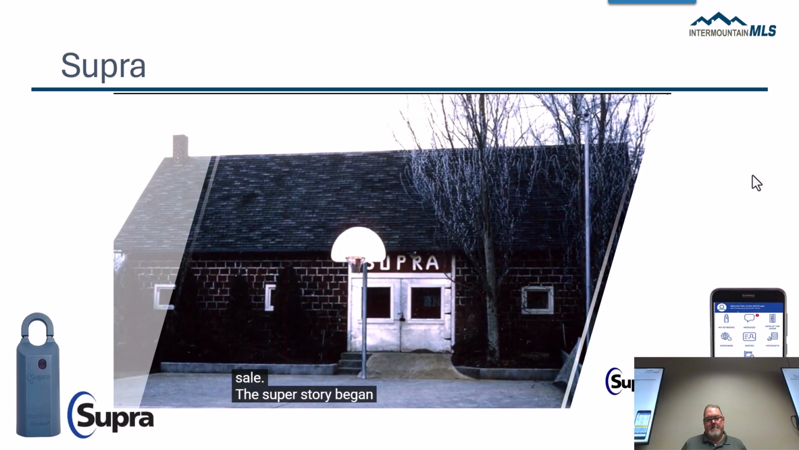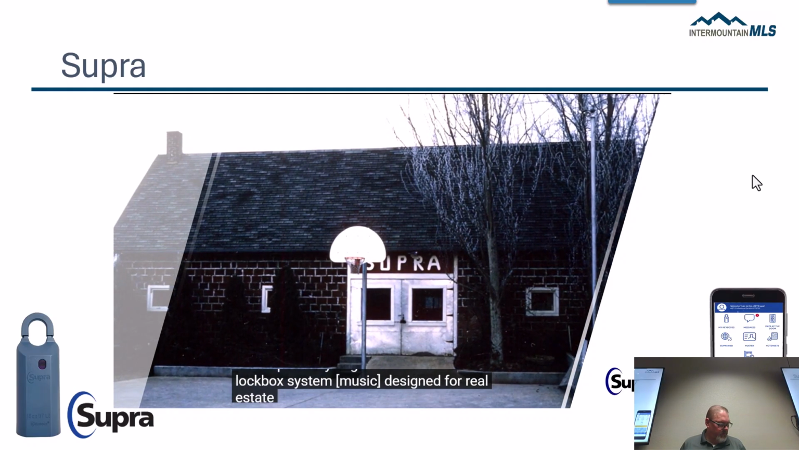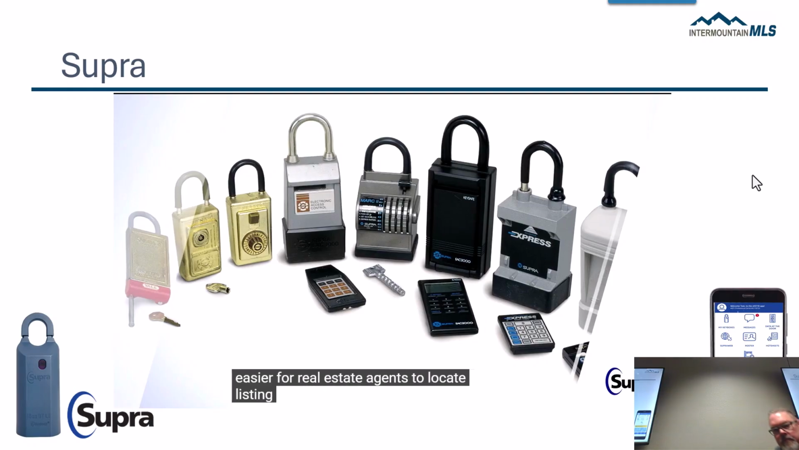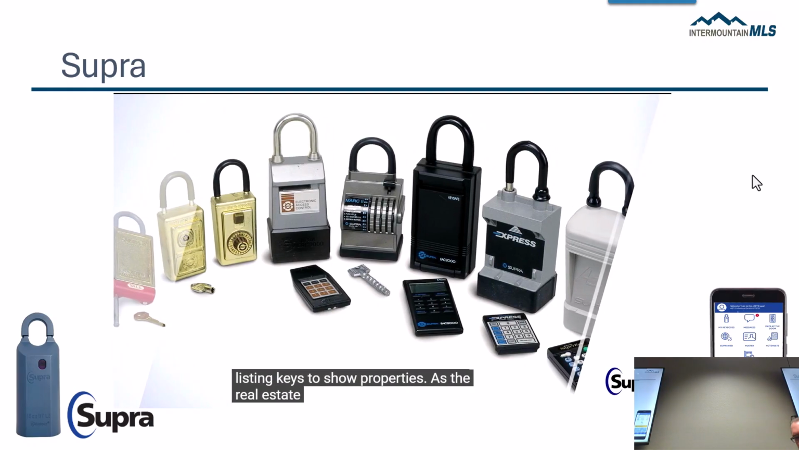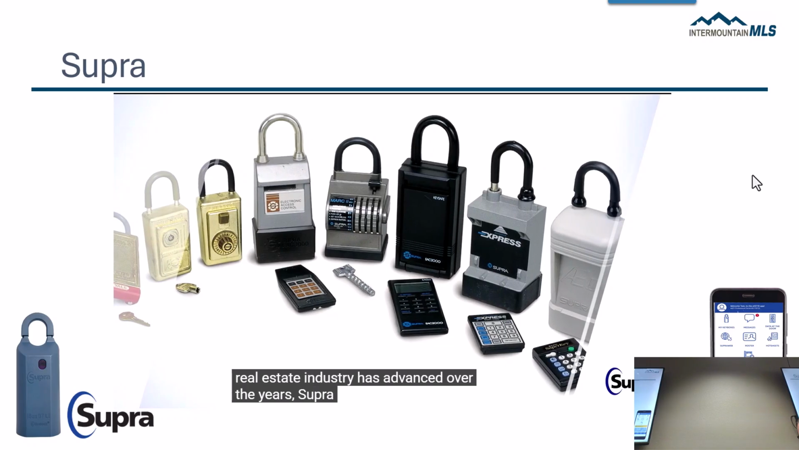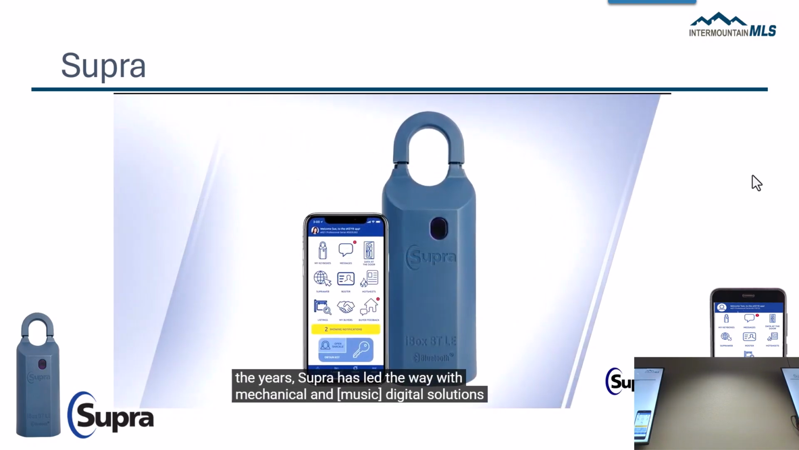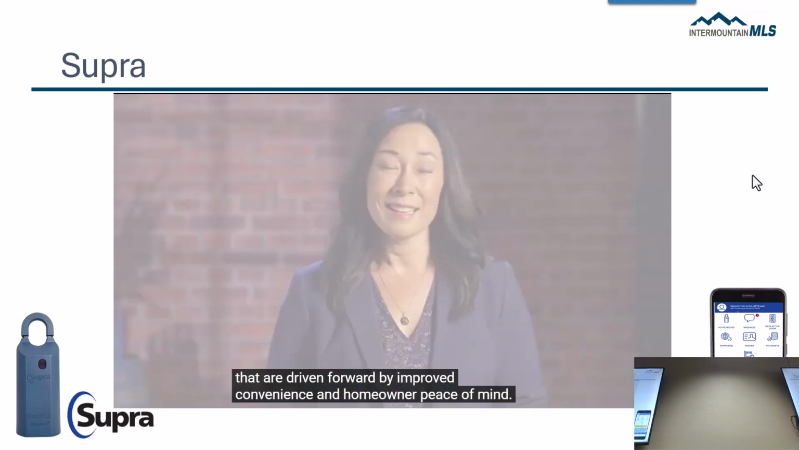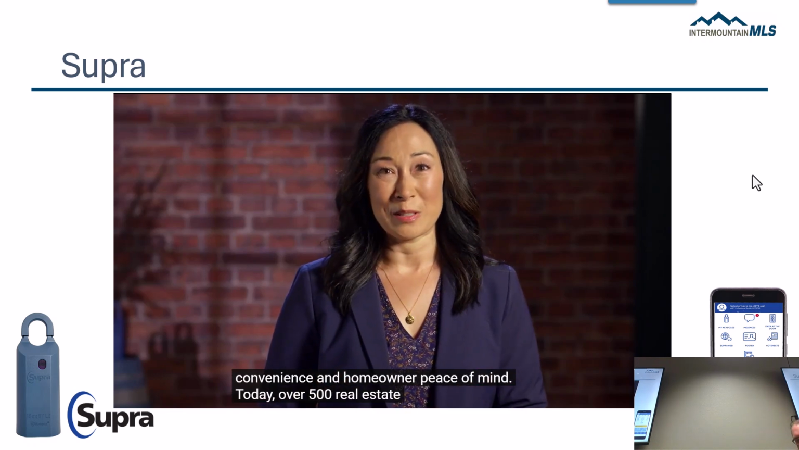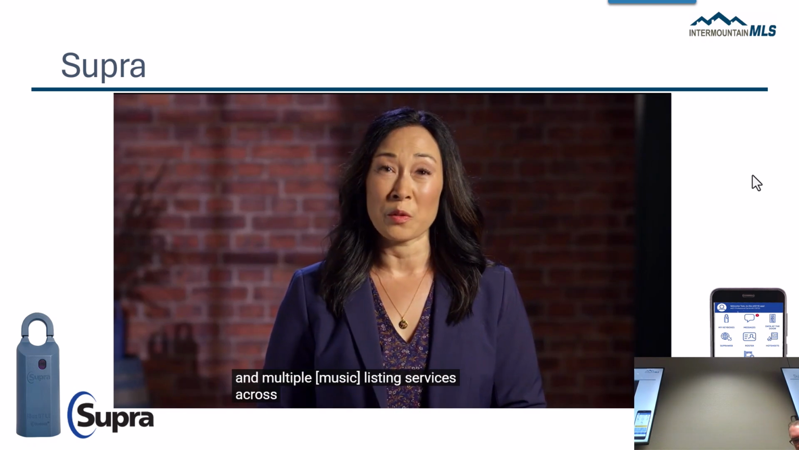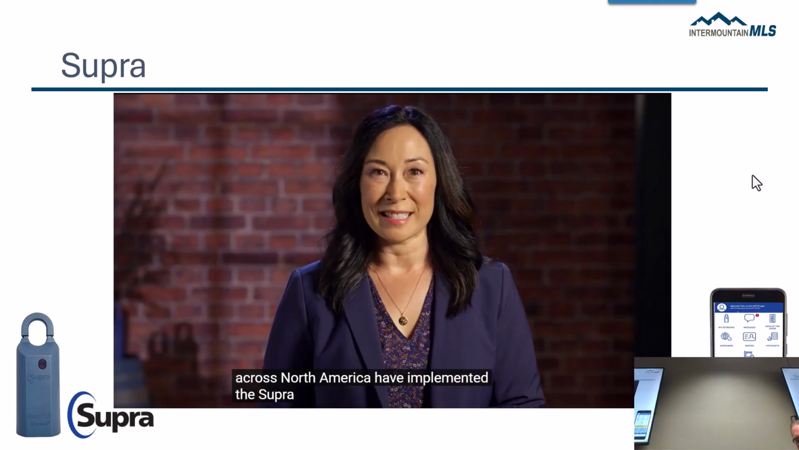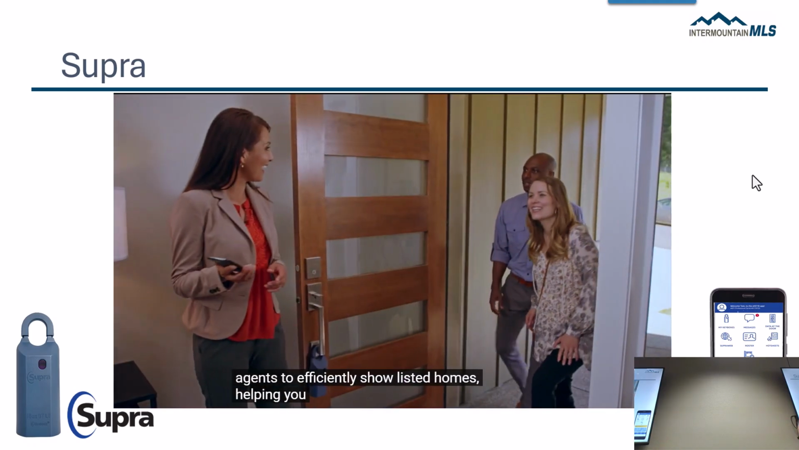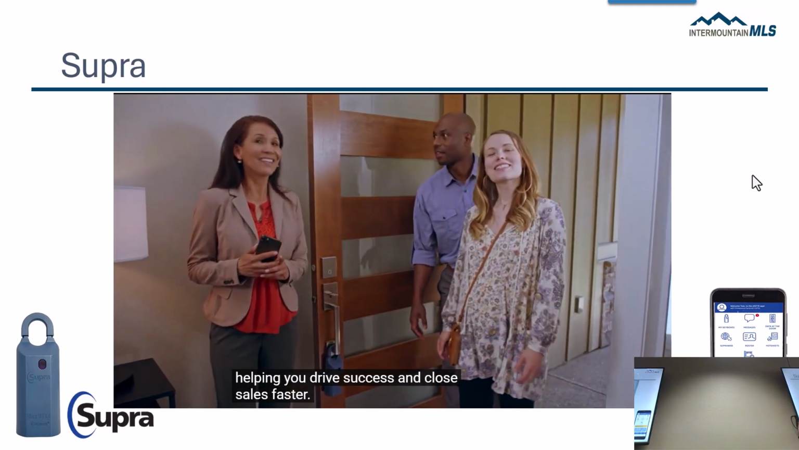The Supra story began with the first lockbox system designed for real estate in 1955. It was a way to make it easier for real estate agents to locate listing keys to show properties. As the real estate industry has advanced over the years, Supra has led the way with mechanical and digital solutions that are driven forward by improved convenience and homeowner peace of mind. Today, over 500 real estate associations and multiple listing services across North America have implemented the Supra system, enabling real estate agents to efficiently show listed homes, helping you drive success and close sales faster.